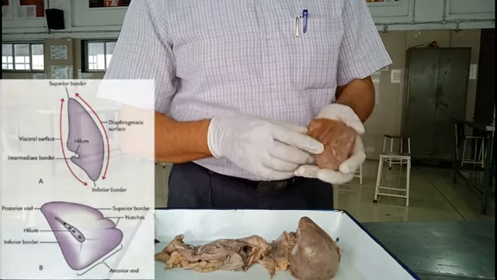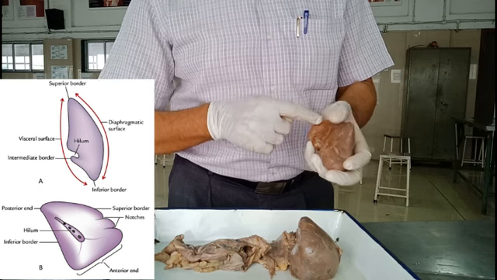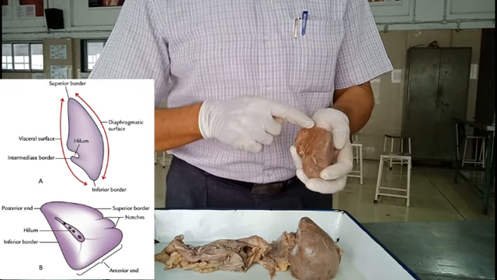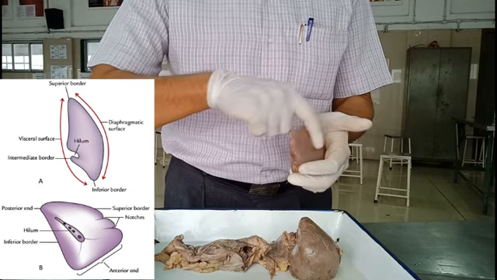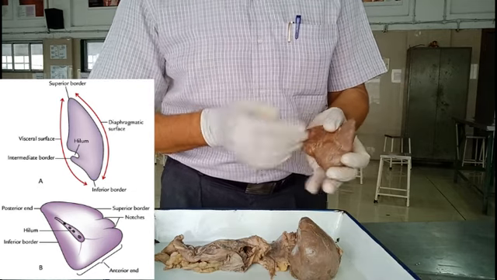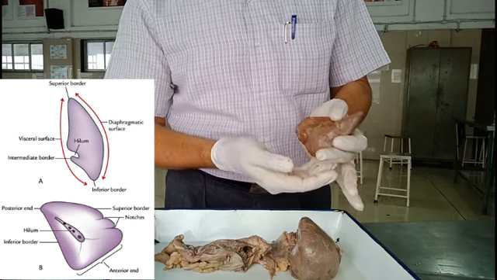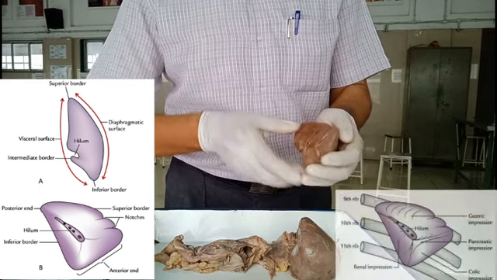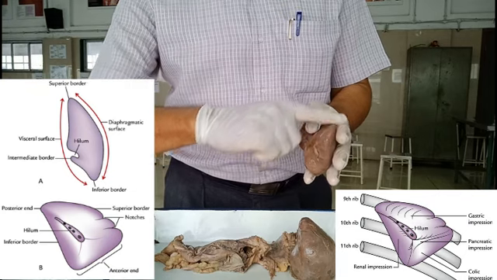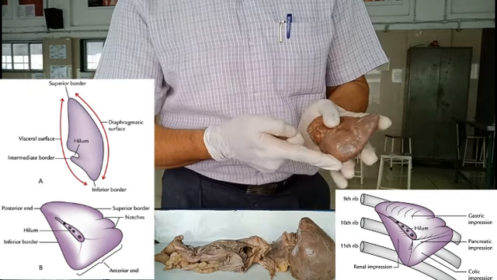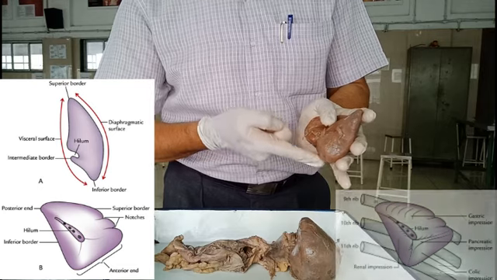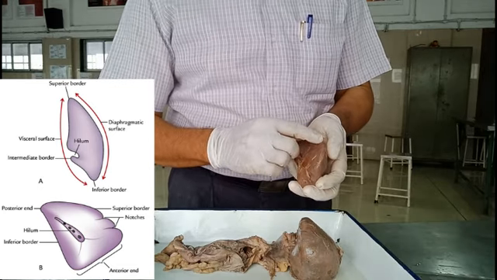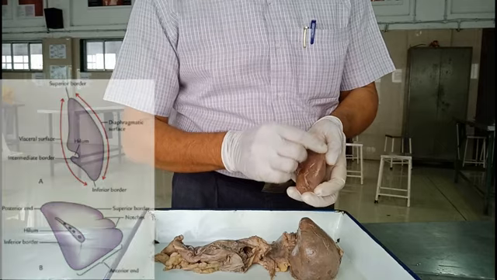Now coming to the borders, we know there is the superior border, intermediate border and inferior border. The superior border separates the diaphragmatic surface and the visceral surface. The inferior border also separates the diaphragmatic surface and the visceral surface. The superior border is at the level of the 9th rib, whereas the inferior border is at the level of the 11th rib. The most important thing in the superior border is the notches at the anterior end.